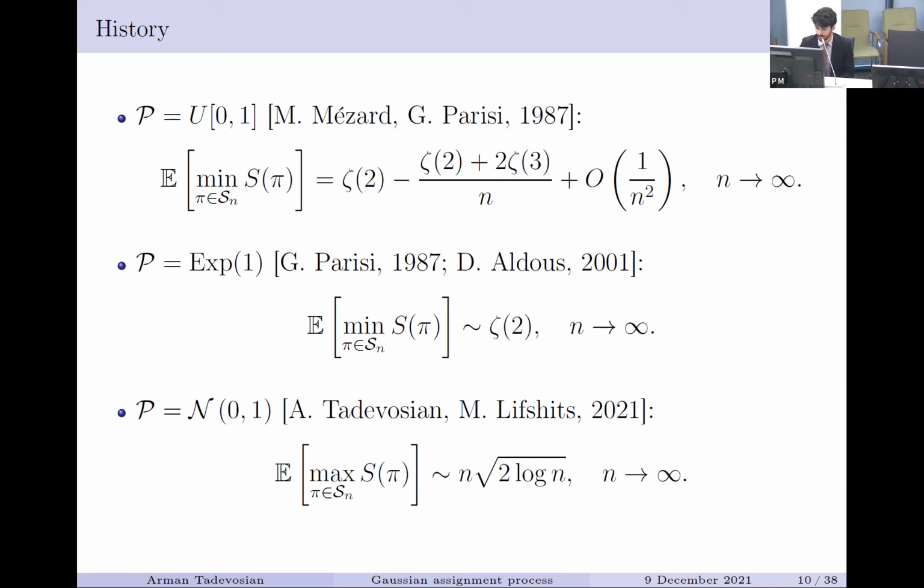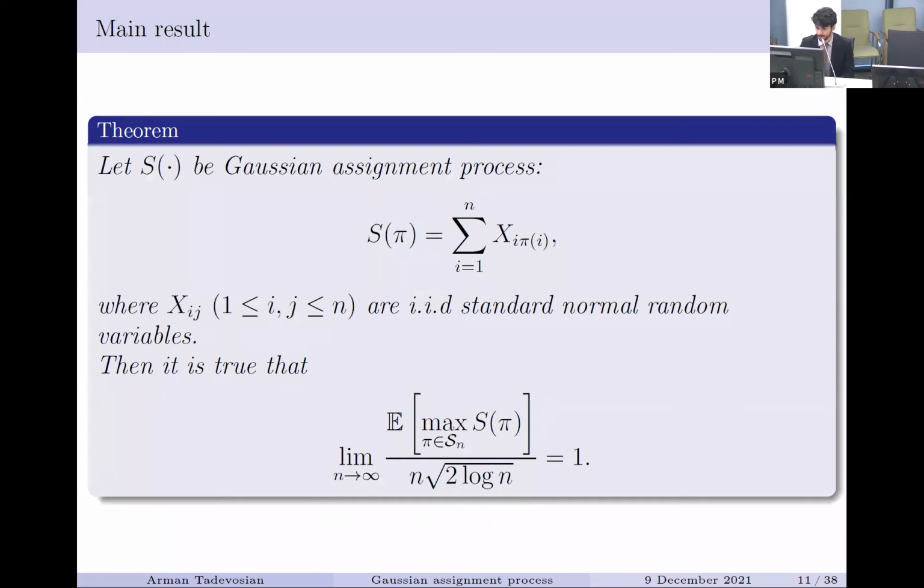Okay, now I will introduce the main result of our work. It is formulated in the following way. Let S be the Gaussian assignment process defined on the previous slides. Then the expectation of the maximum is equivalent to n times the square root of 2 log n.